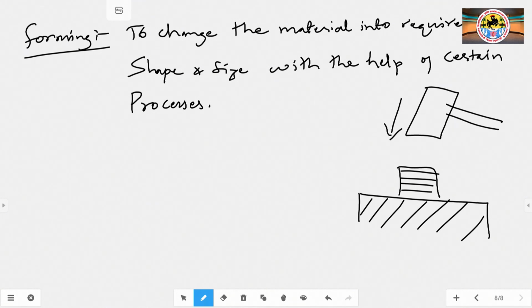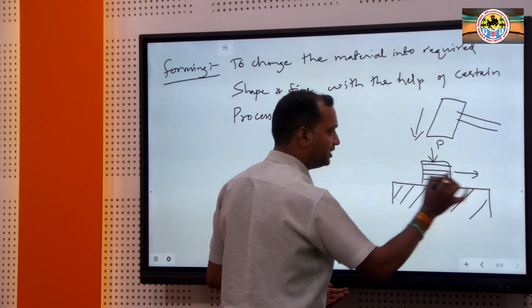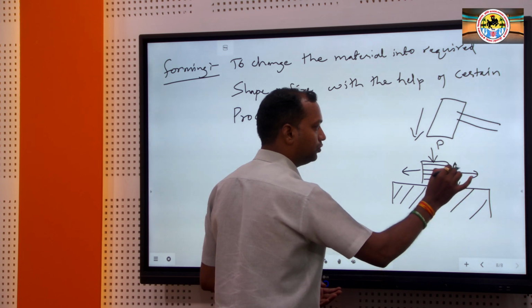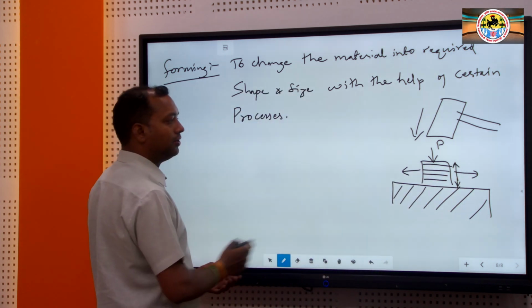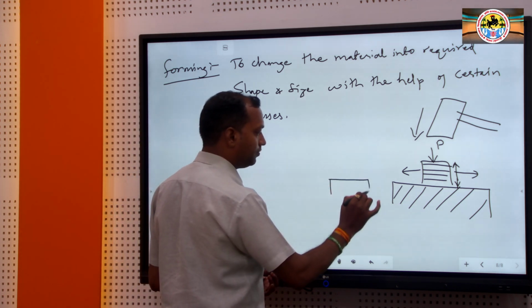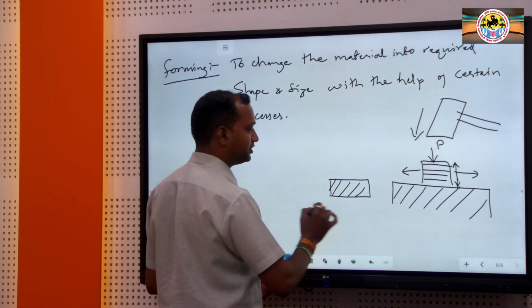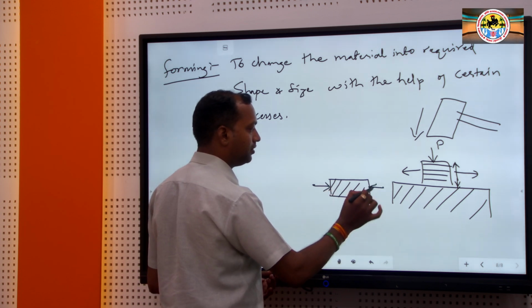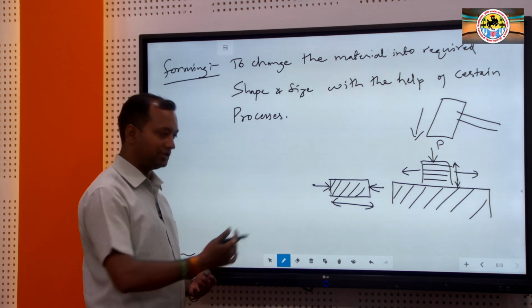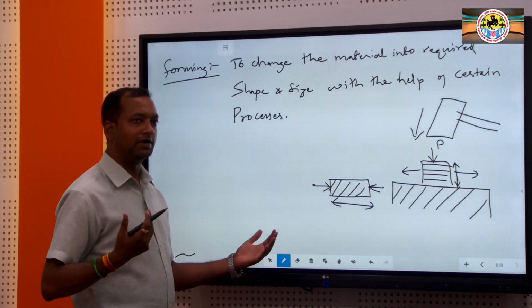It can compress this material. Load P is applied onto it. This material is reduced in its height while it expands laterally. Okay. So, this is the original dimension, while after applying this load, this material changes to this newer shape, where this is the dimension, and it expands in the lateral direction as well as in the front and back direction.